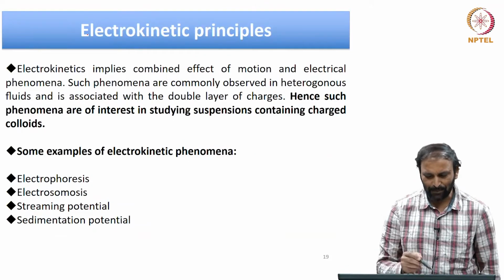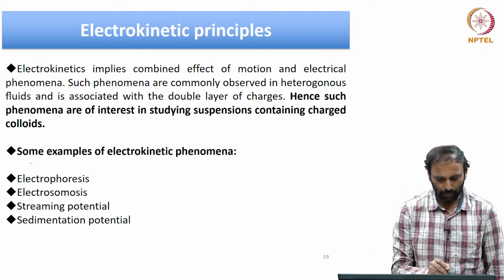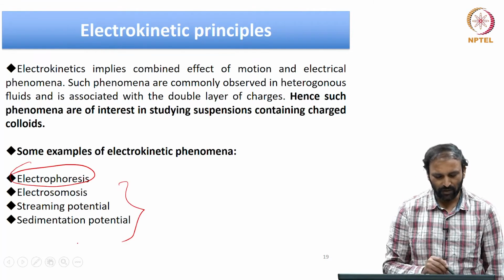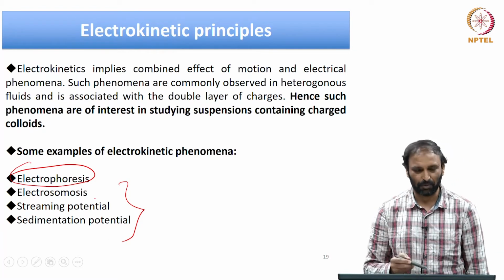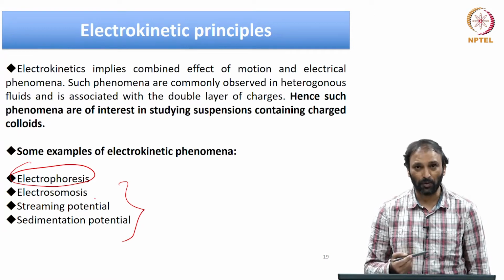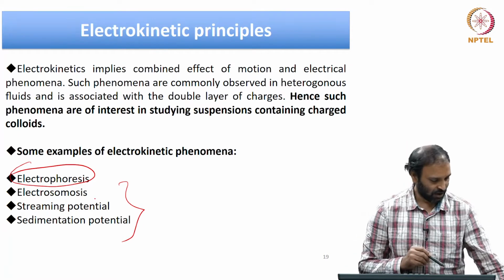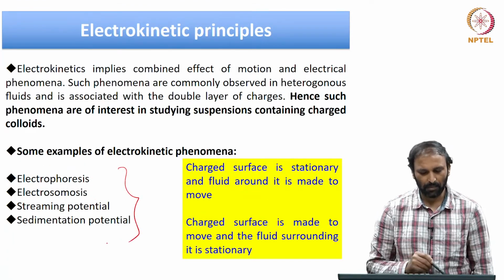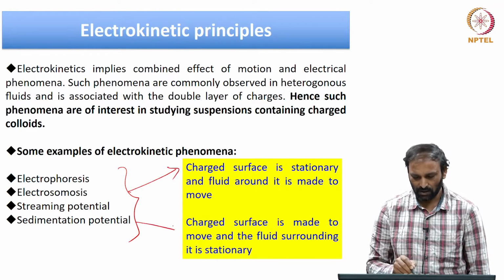So, there are several examples of electrokinetic phenomena that we are going to discuss. We will mostly focus upon electrophoresis. However, there are also other techniques called electro-osmosis, streaming potential, and sedimentation potential, which are also important in the context of studying charged surfaces. Mainly, these four electrokinetic phenomena can be subdivided into two categories.